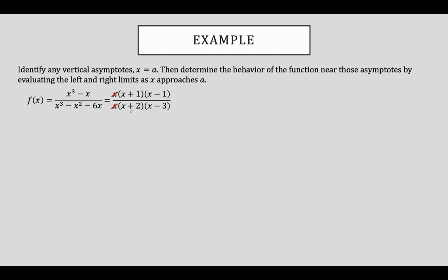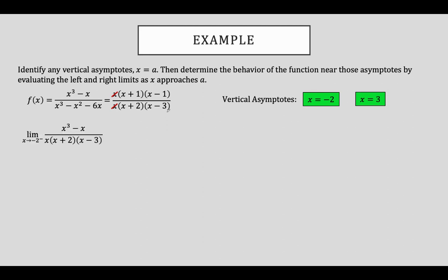And the remaining zeros of the denominator are going to be the vertical asymptotes. So what makes the denominator equal 0 or the function undefined still? x equals negative 2 and x equals 3. So we have two vertical asymptotes in this function. Let's evaluate the limits to the left and right side of each vertical asymptote.